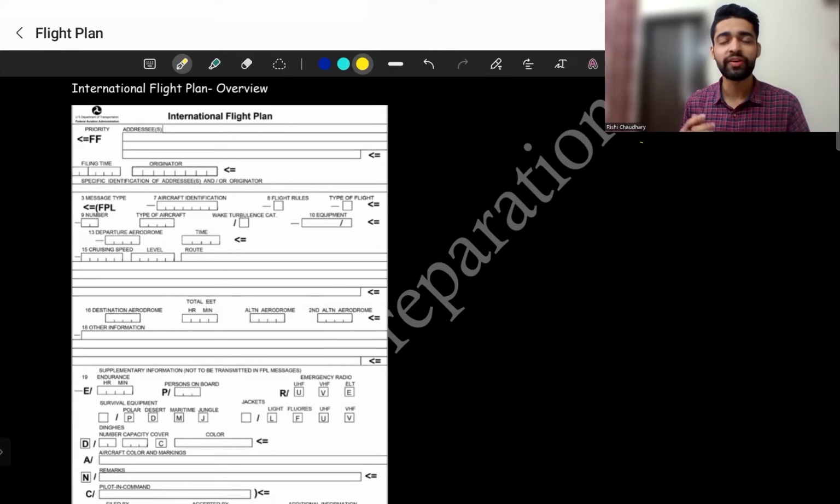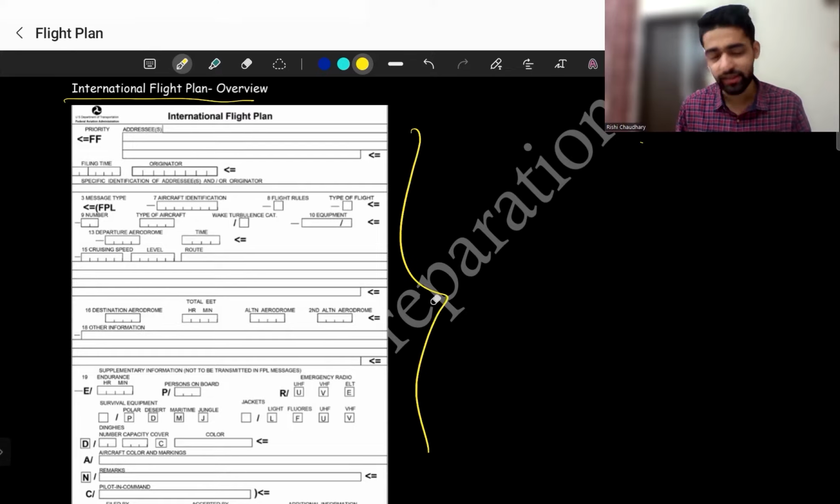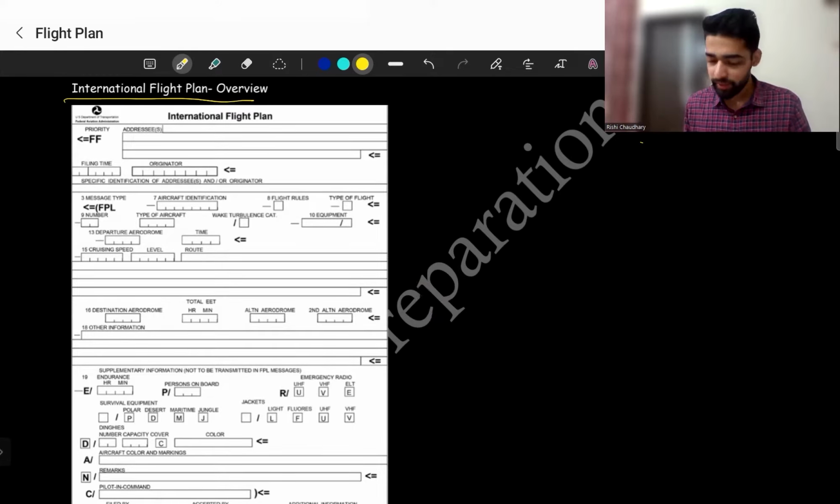In the previous video, we discussed all the theory related to flight plan. In this video, we will learn how to fill a flight plan. So first, before filling the flight plan, we should have an overview of how a flight plan actually looks. So this is the international flight plan and this is how it actually looks. It looks like a bank detail form, and it is much better than that, I can tell you.